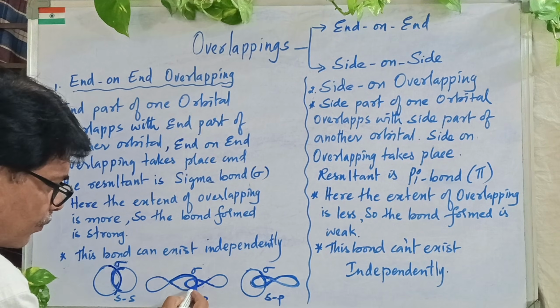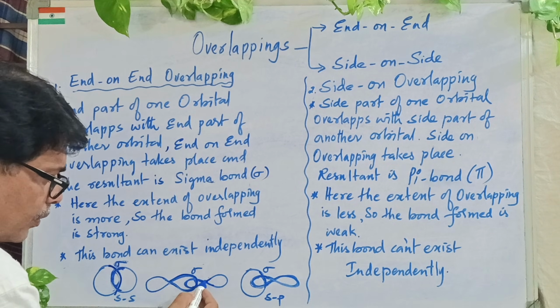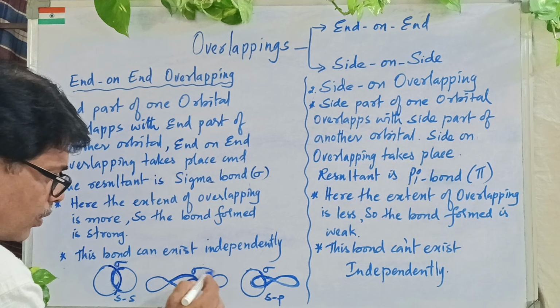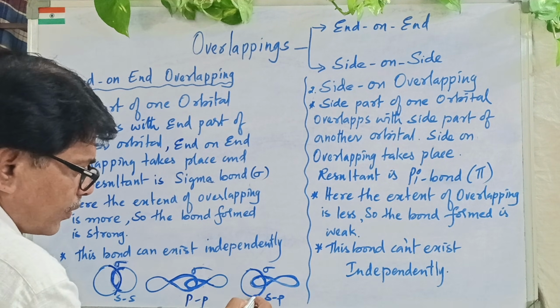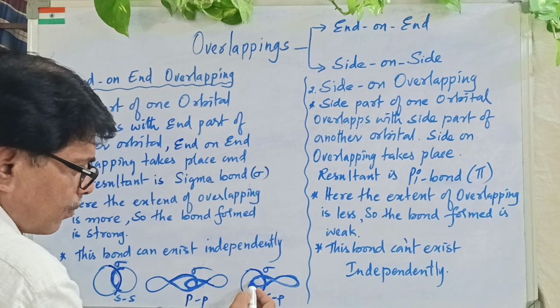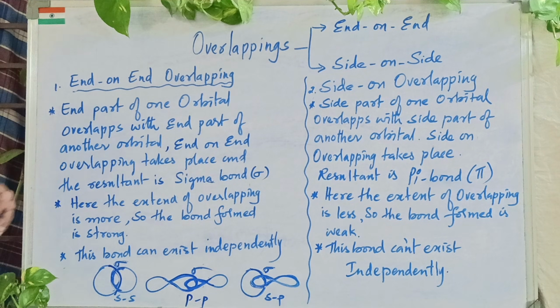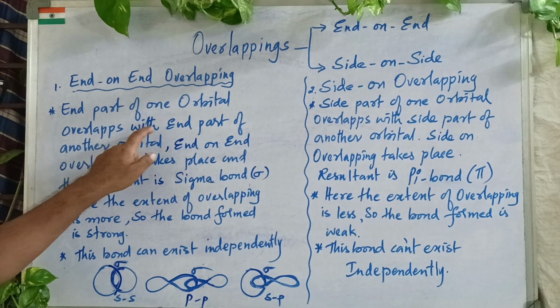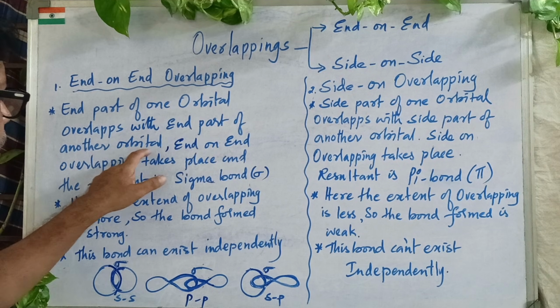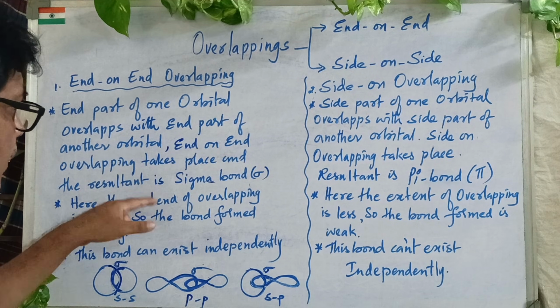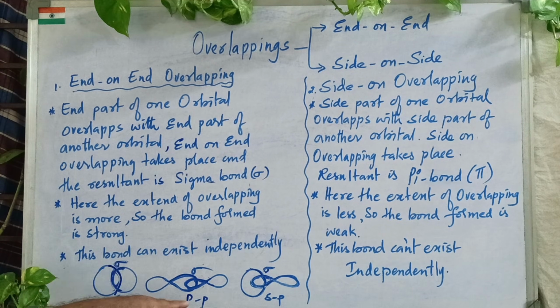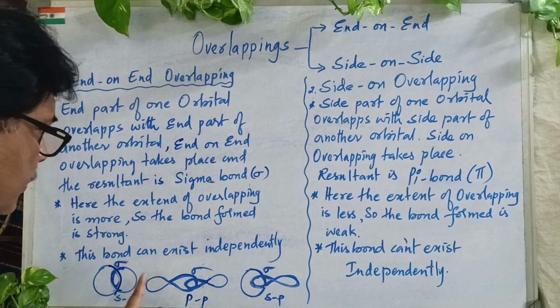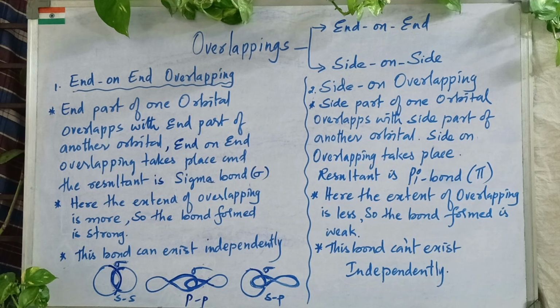This is end part of P orbital. This is end part of P orbital. So you got sigma. This is end part of S orbital. So this is end part of P orbital. You got sigma. So that's what he is saying. End part of one orbital, if it overlaps with the end part of another orbital, it is told that it is end on end overlapping and you will get sigma bond. Exactly, you got sigma bond.